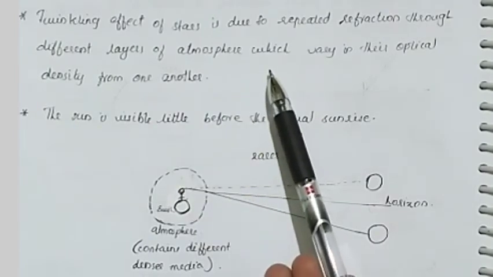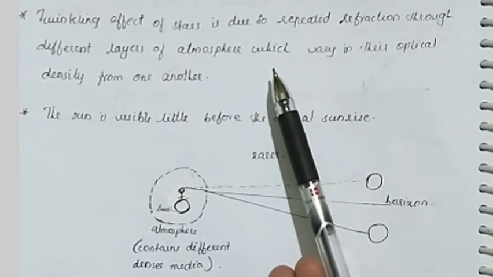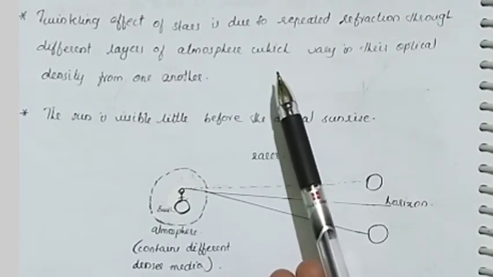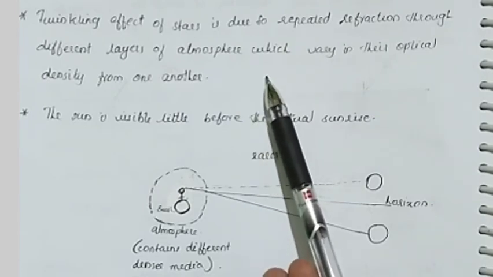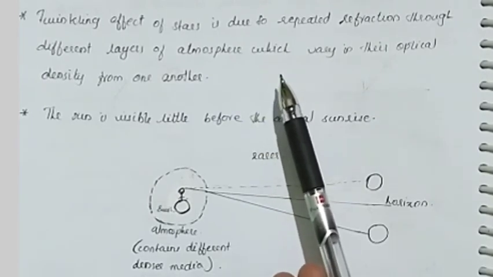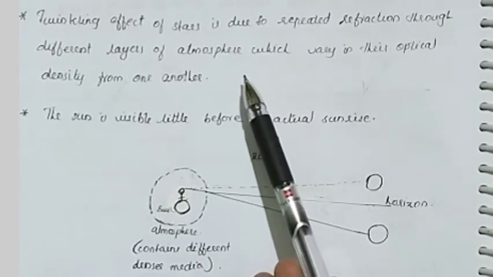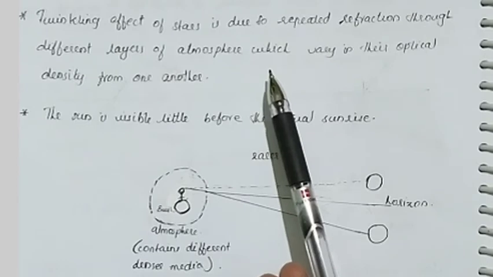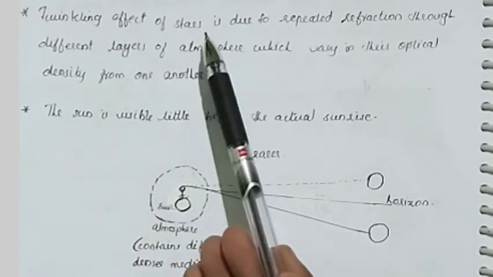So, as light from a star passes through the different layers of the atmosphere to an observer, it undergoes repeated refraction through each layer, and due to that the star appears to be displaced repeatedly as we observe it, and that causes the twinkling effect of stars.